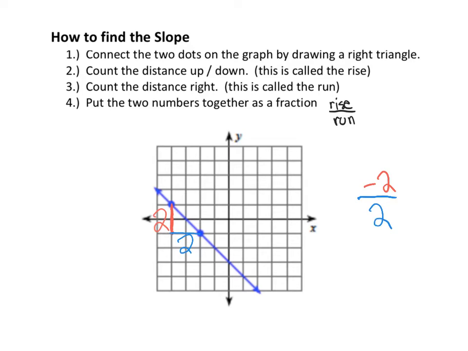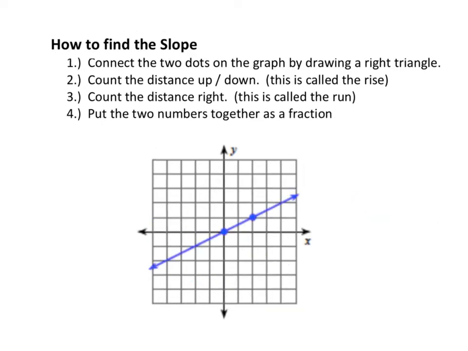Now, we can simplify this fraction. This fraction can simplify to a -1. That is our slope. Remember, slope can also equal m in our equation.